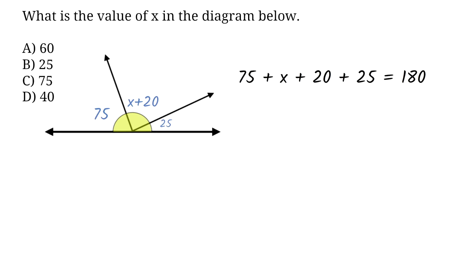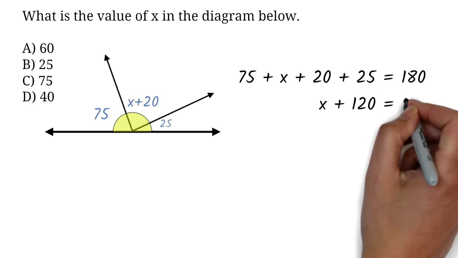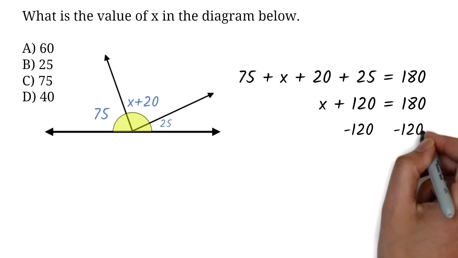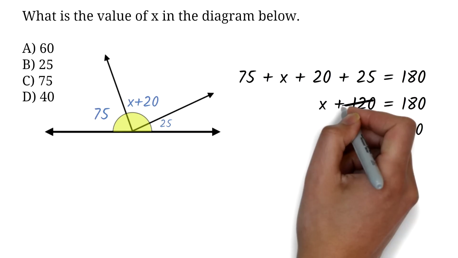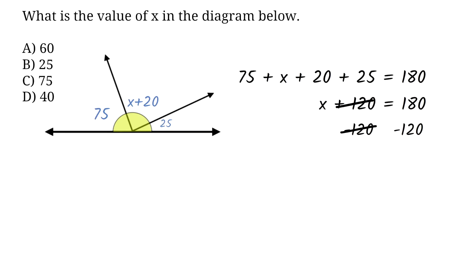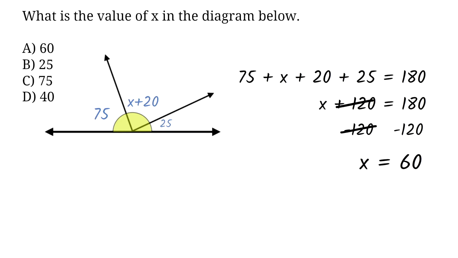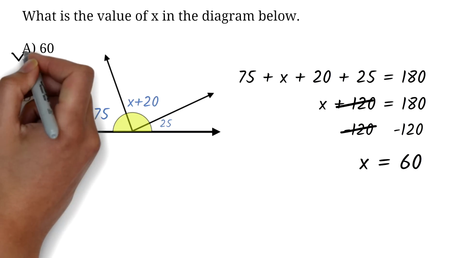We can add the numbers 75 plus 20 plus 25 to get 120. So we have x plus 120 equals 180. We can subtract 120 from both sides. The 120 will cancel out. 180 minus 120 is 60. So x is 60. Therefore, the correct answer is A, 60.